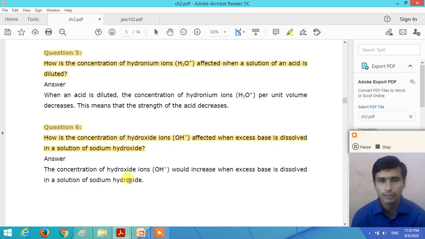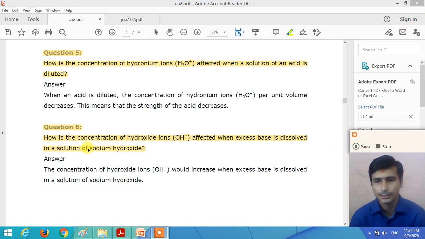So here the concentration of the hydroxide ion OH minus would increase when excess base is dissolved in the solution of sodium hydroxide. So when we dissolve the base in the sodium hydroxide solution, the OH minus ion increases, and because of that we can say that the strength of the base increases.